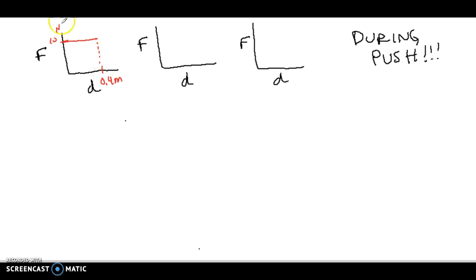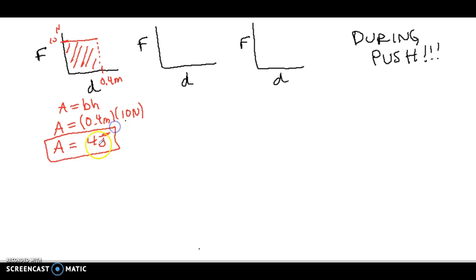Then my force versus distance graph is going to look like this. The area is still base times height. The base is 0.4 meters, and the height is 10 newtons. This gives me an area of 4 joules. Do you see this is the same thing over and over? I still have joules because this is still a force versus distance graph. I'm doing 4 joules of work to give the cart 4 joules of energy. That means I push 10 newtons for a pretty long distance. I also could push 10 newtons, but maybe I only push it half as far.